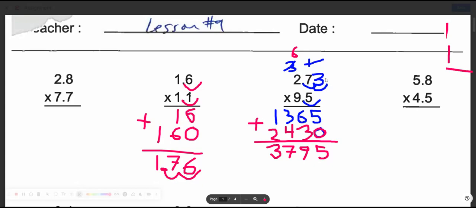And if we rounded those decimal numbers, this would be about 3. This would be about 10. 3 times 10, that's 30. About 30. Does it make sense that it's almost 4,000? Heck no, of course not. So what do we got to do? We got to jump our decimal back in. How many times? Well, 1, 2, 3 times.